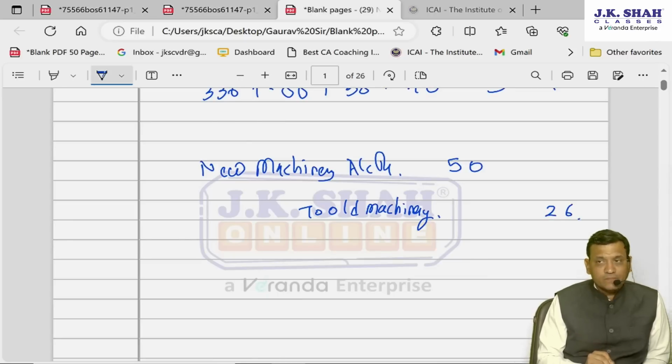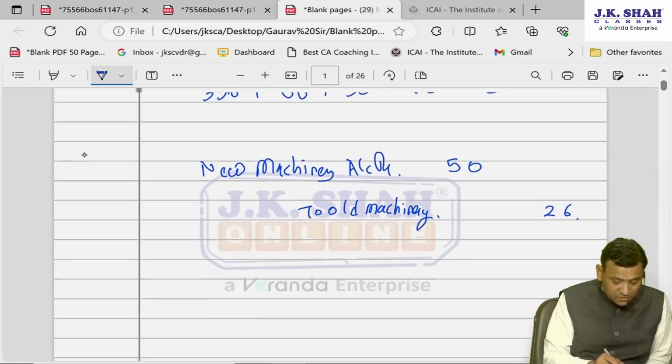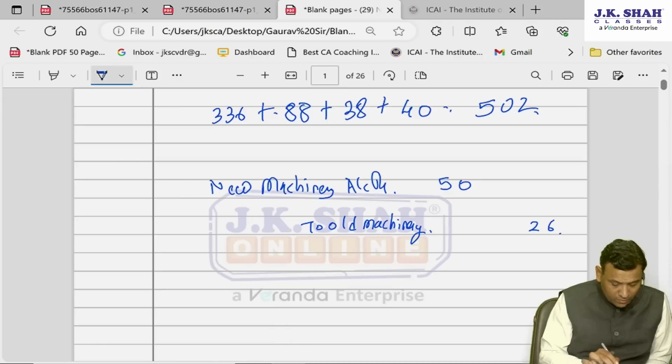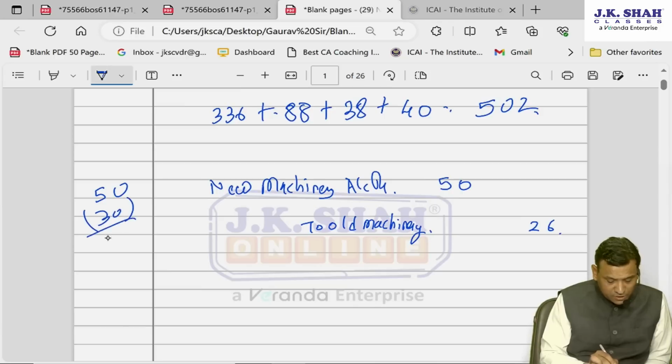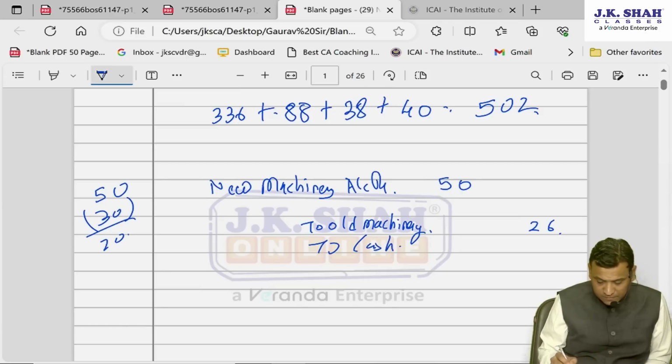But don't you think the remaining amount I have to pay? Because this person will say, sir, you are buying something from us for 50. The value of what you are giving is 30. So you need to pay cash of 20. So I'll say, okay, I'll pay a cash of 20 lakhs.